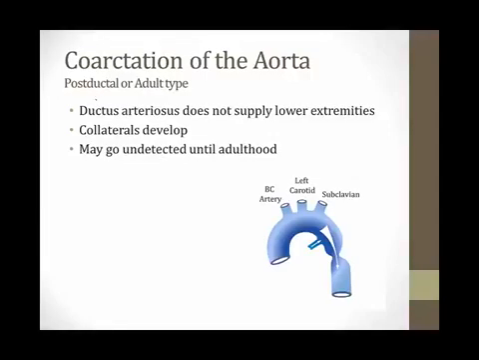The more common type of coarctation of the aorta is the postductal type. In this type, the ductus arteriosus does not supply the lower extremities with blood in utero, and for that reason, collateral vessels develop. If you look at this drawing on the screen here, in utero, there's poor blood supply to the distal aorta and the lower extremities, so collateral vessels will develop. This is a good thing after birth because the baby will not go into heart failure like we talked about in the preductal type. The bad thing about this, however, is that it may not present in the infancy period. It may go undetected until adulthood, and for that reason, this type of coarctation is sometimes called the adult type.